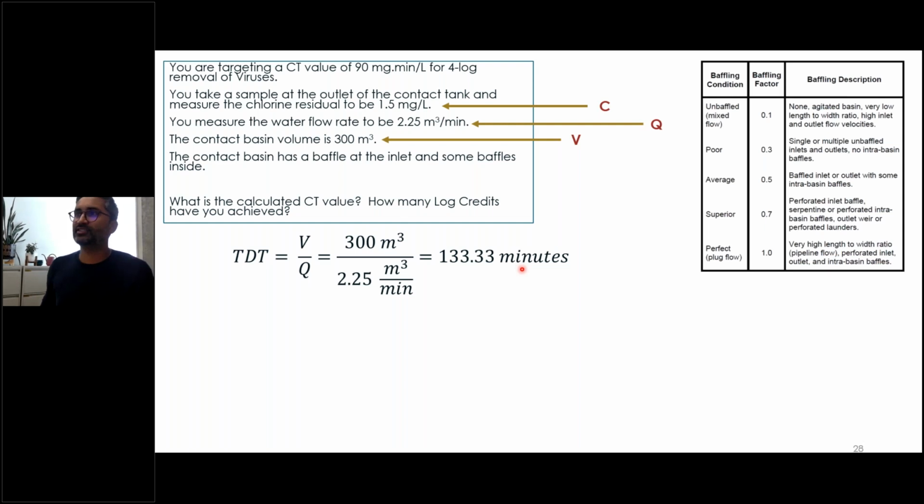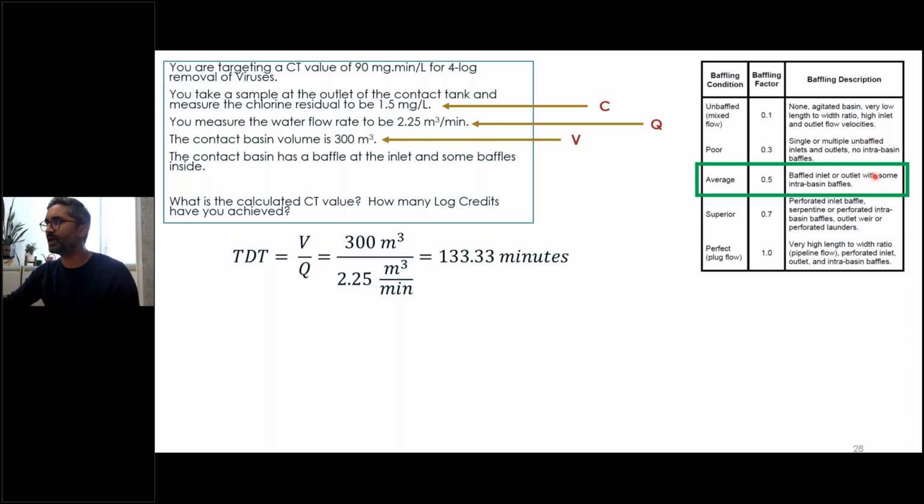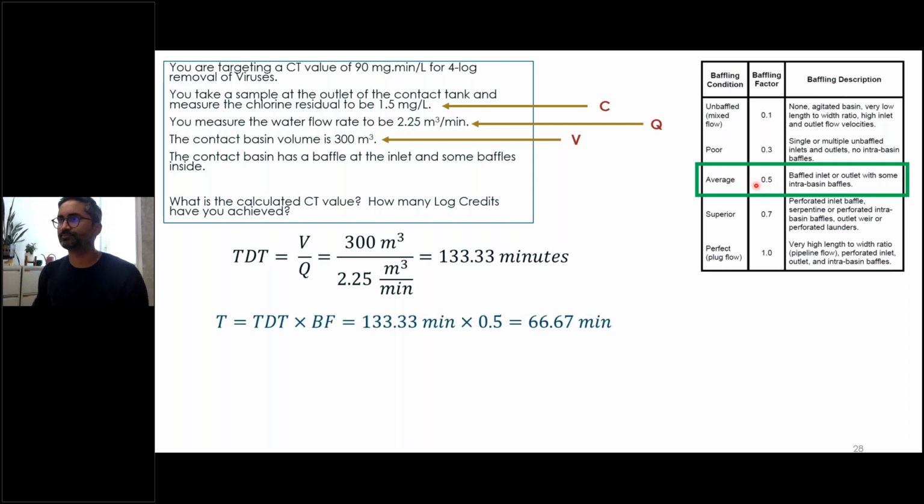We can look up our baffle table. We see that it has a baffle at the inlet, some baffles inside. Based on looking at our description here, it's not serpentine. We don't have perfect plug flow, which requires a very high length to width ratio, like a thin pipe, but we do have some baffles. So it looks like baffled inlet or outlet with some intrabasin baffle seems to be the right one. So our baffling factor is going to be 0.5.